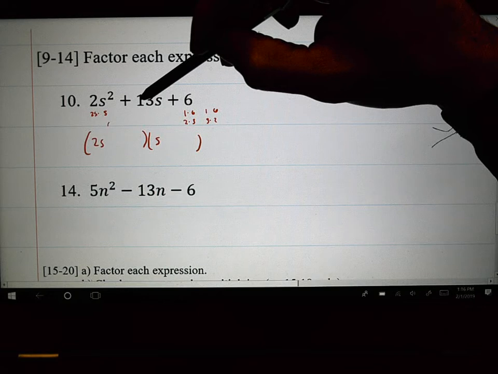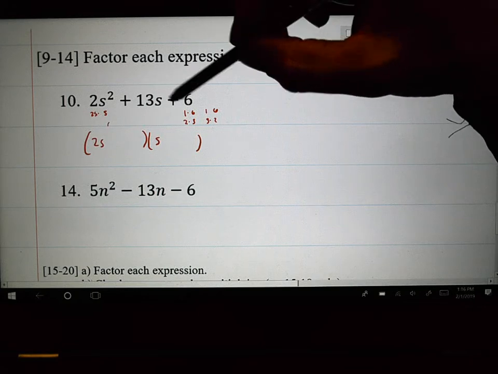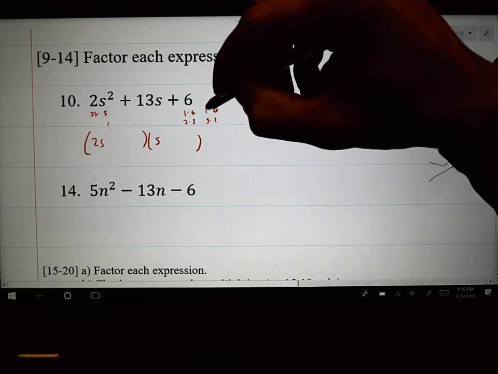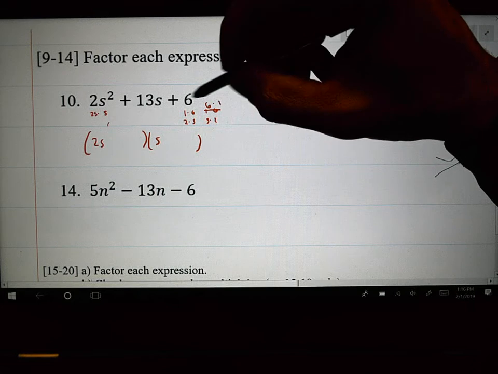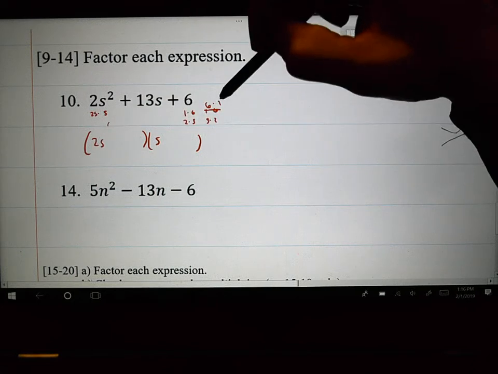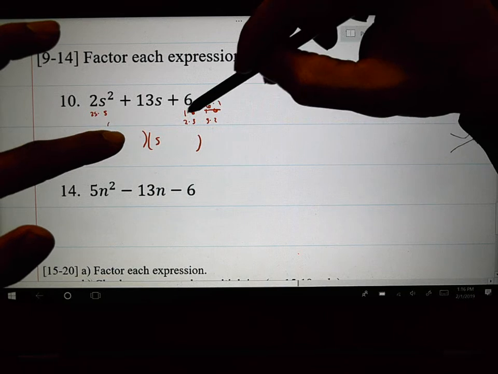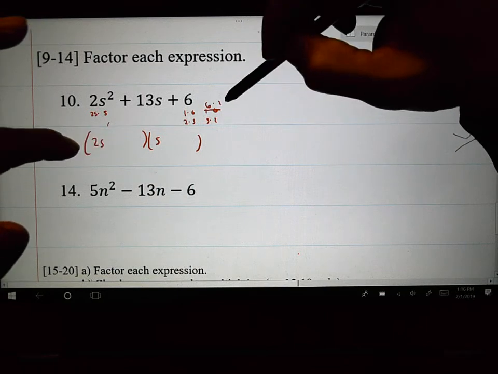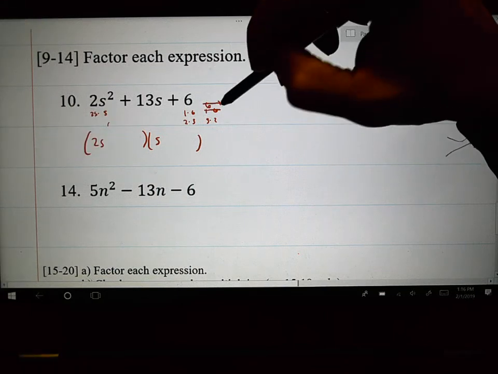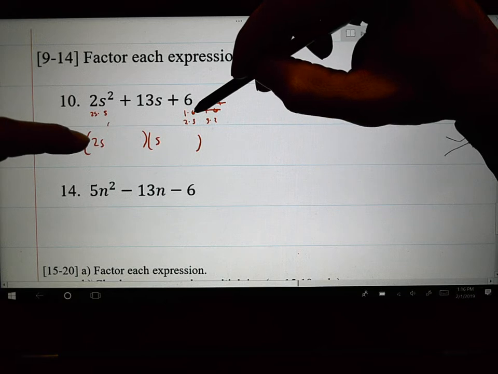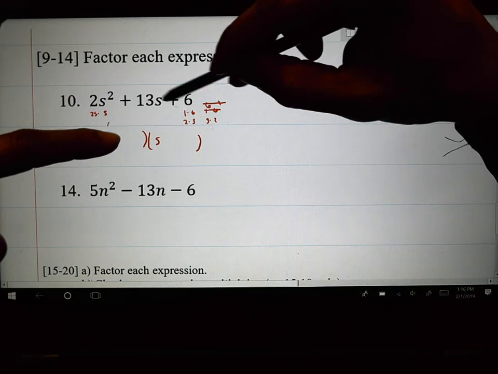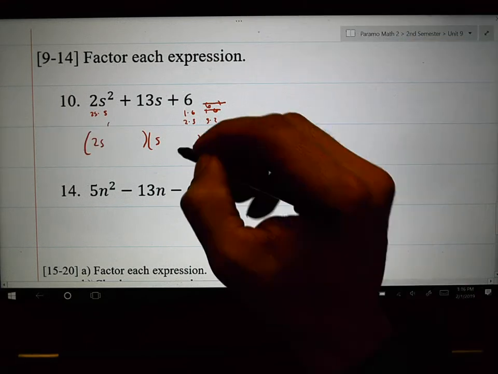I want somehow, let's see, what the heck, Mr. Paramo? These are the same direction. Let's do it that way. Outside, 2 times 1, 2. 6s and 2s is 8. Doesn't make that. It can't be that one. 12 and 1. 12 and 1 would make 13. So let's try that one.